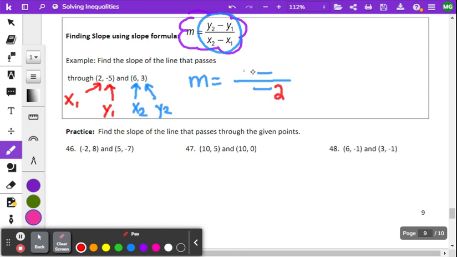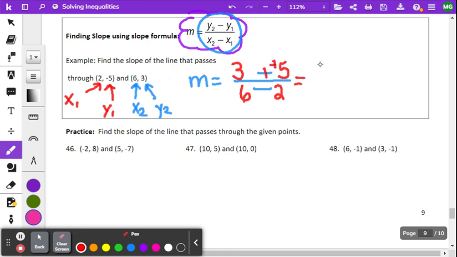Y sub 1 would go right above it. X sub 2 would go here. Y sub 2 would go right above it. Now you might notice my points landed in the opposite spot as the last time, but it's actually going to turn out to be the same answer.